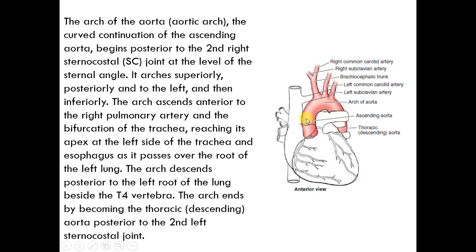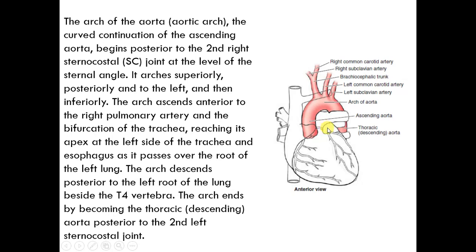The arch ascends anterior to the right pulmonary artery. Here is the pulmonary trunk, dividing into two branches, right and left. It's arching over the right one and the bifurcation of the trachea, reaching its apex at the side of the trachea and esophagus, and it passes over the root of the left lung, not the right one. The arch descends posterior to the left root of the lung, beside the T4 vertebra.